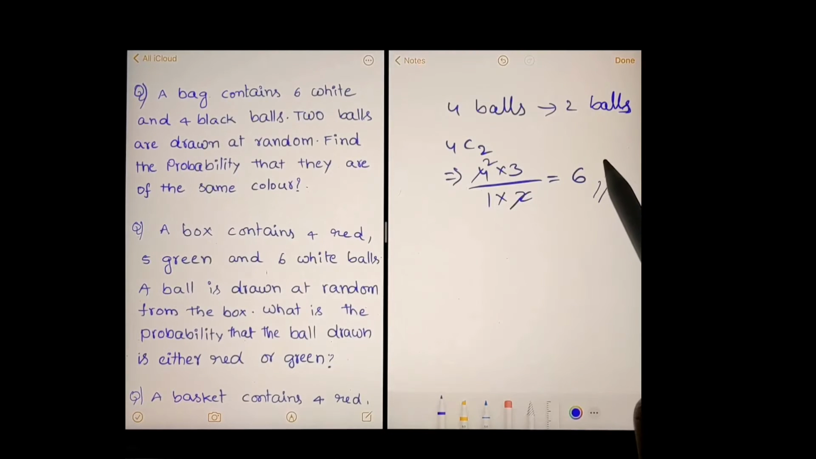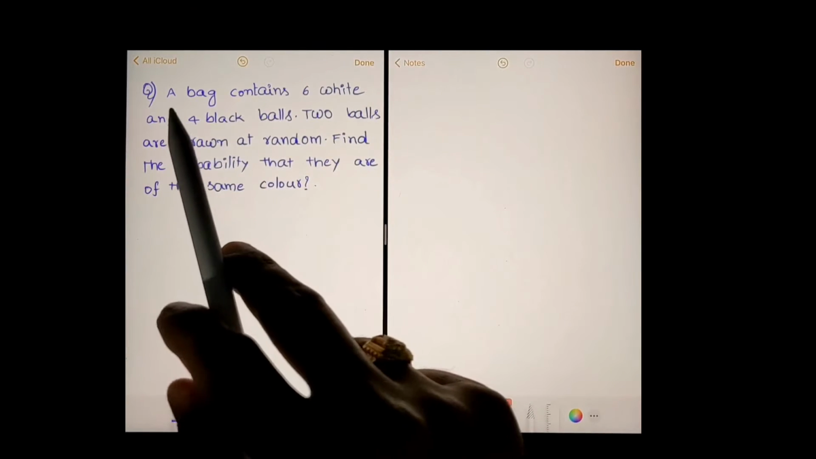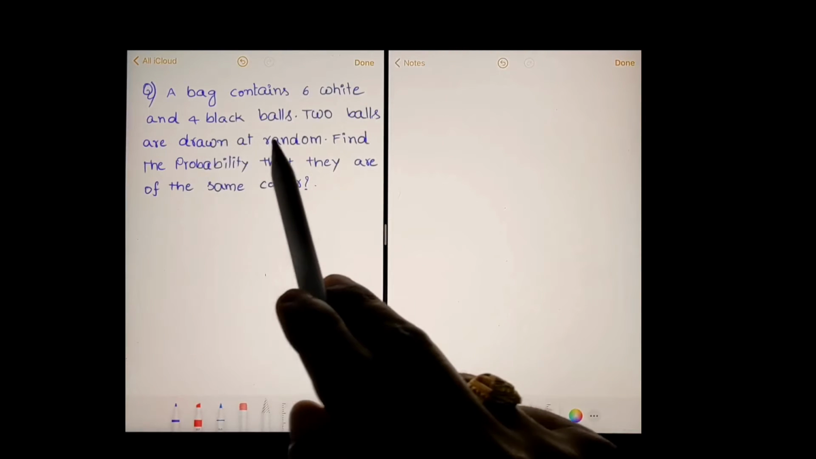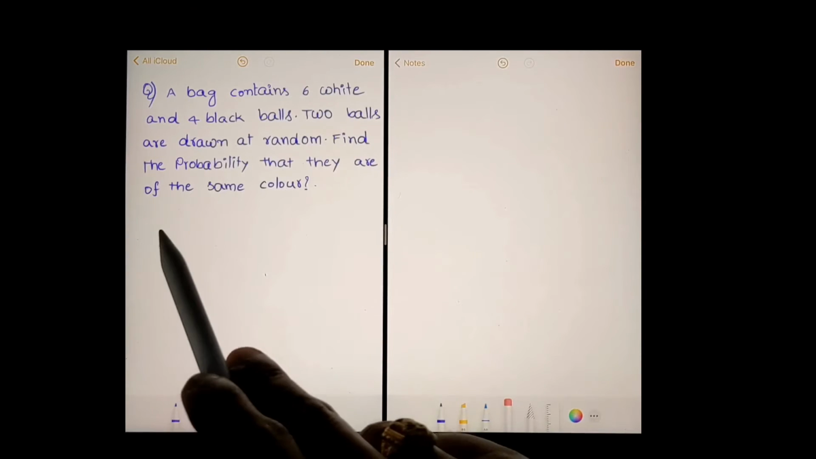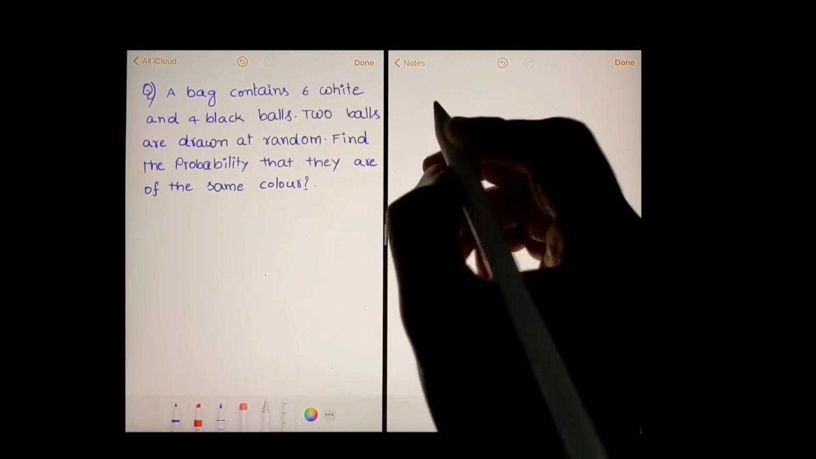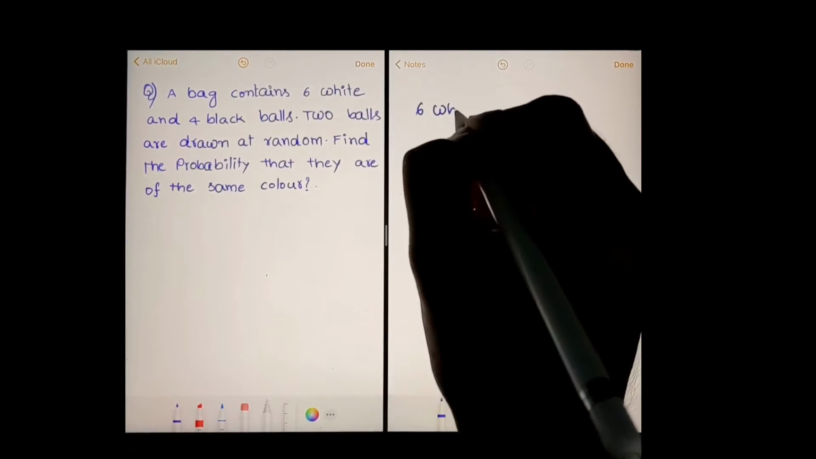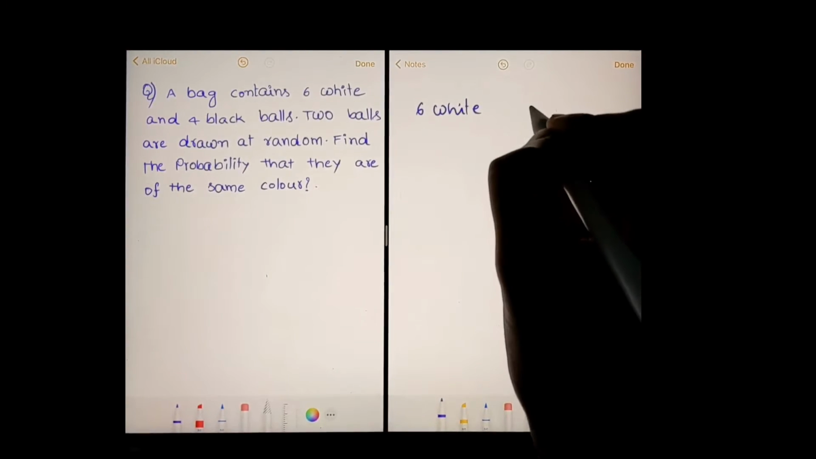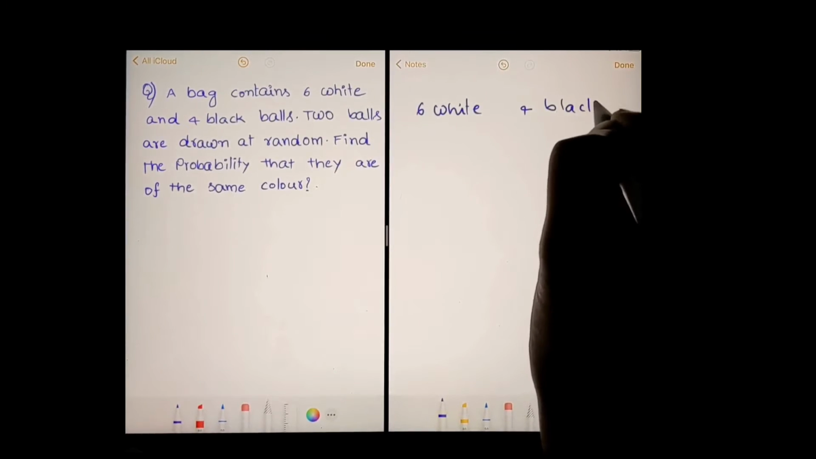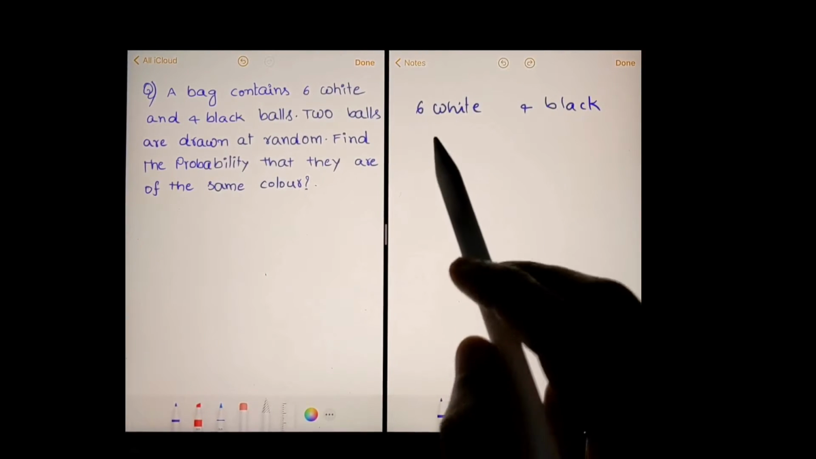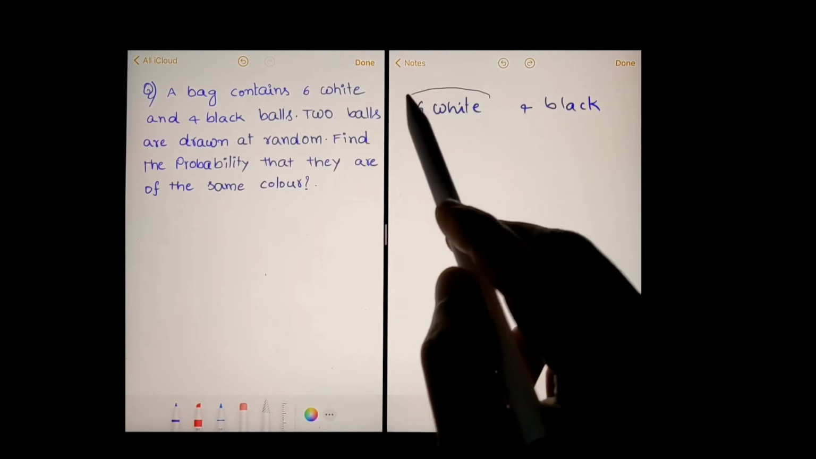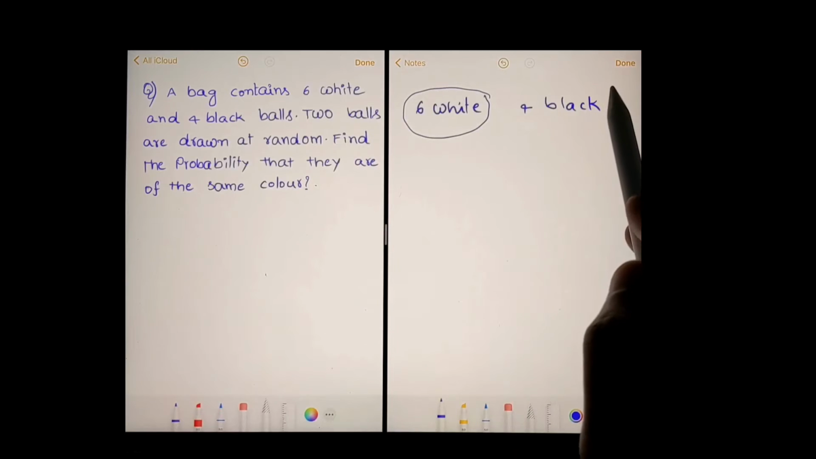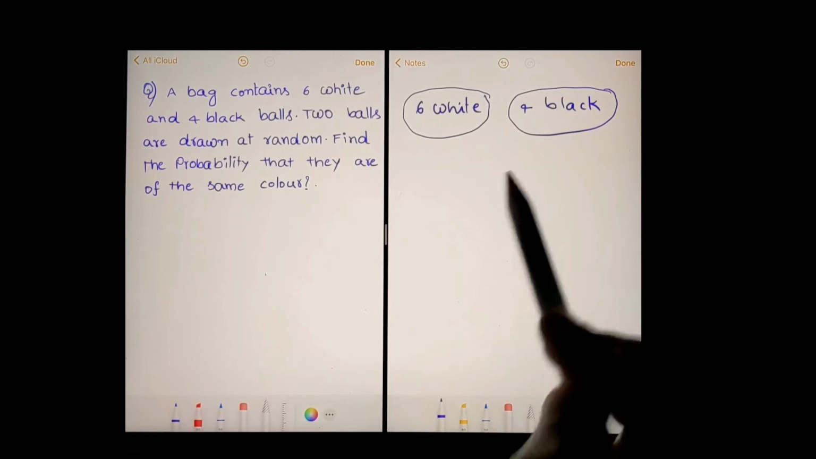This is the only concept we need to know to solve these kinds of problems. Okay, the question is: a bag contains 6 white and 4 black balls. 2 balls are drawn at random. Find the probability that they are of the same color. If we want those 2 balls to have the same color, then those 2 balls either should be picked up from these 6 white balls or those 2 should be picked up from these 4 black balls.